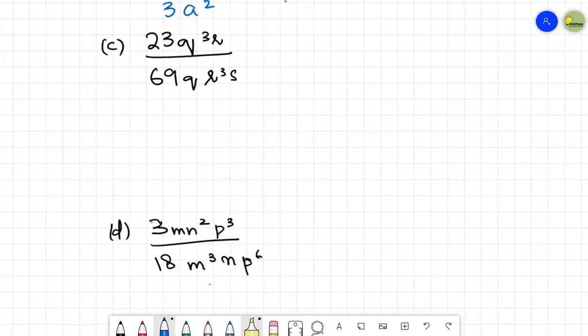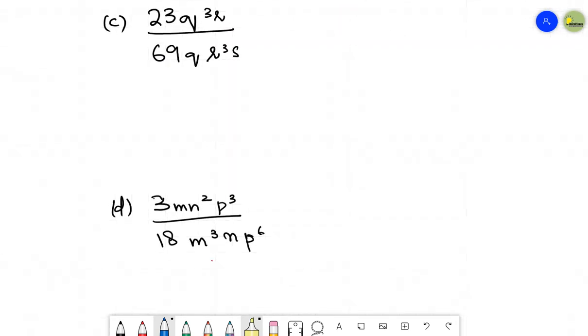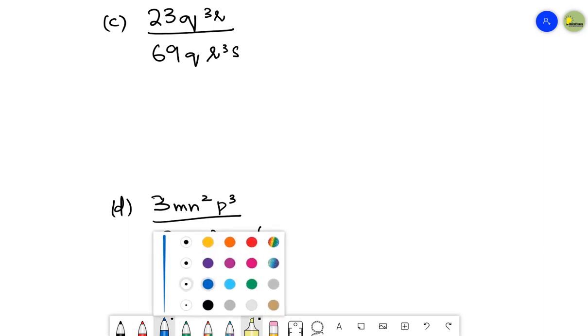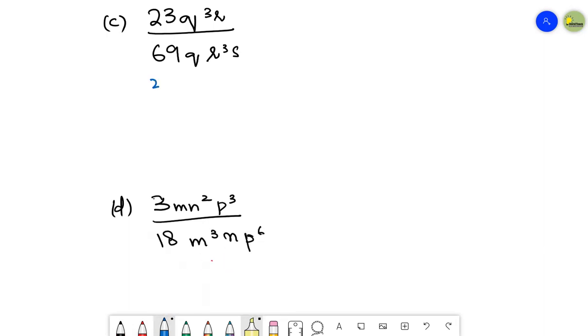Now, let me do part C over here. Okay. In part C again, let's do the first part. In the first part, let me expand the given variables. I have Q cube, so I can write 3 Q's multiplying together, then I have R, whole divided by 69, Q 3 R's, since I have R cube in the denominator and only one S. So this is the expanded form.